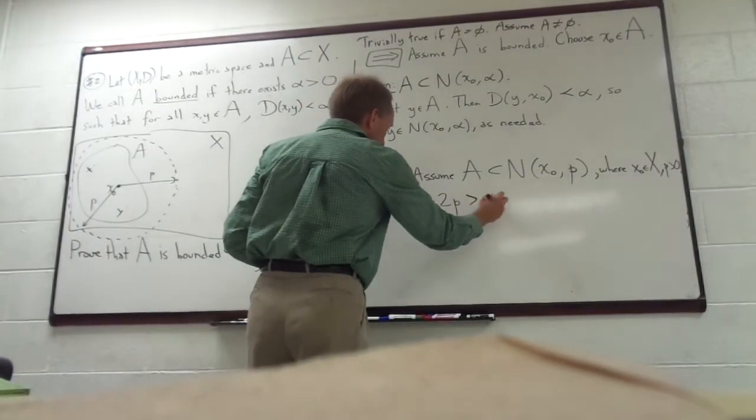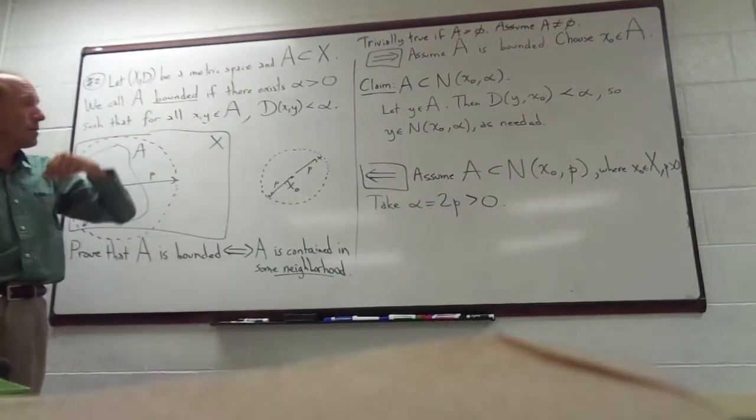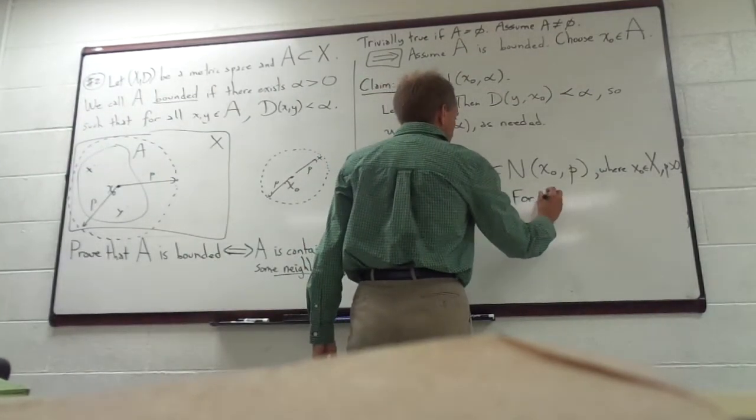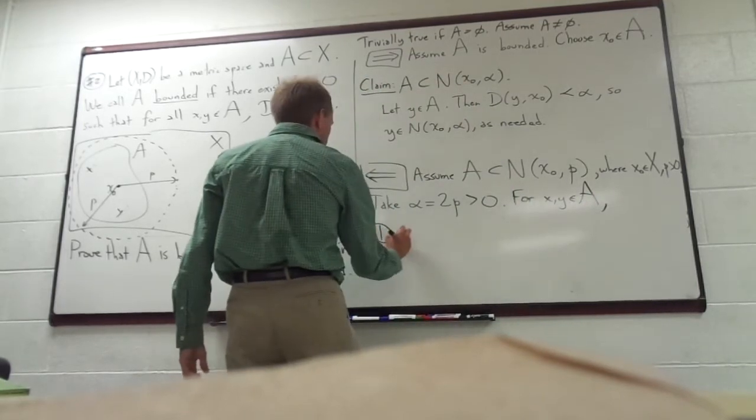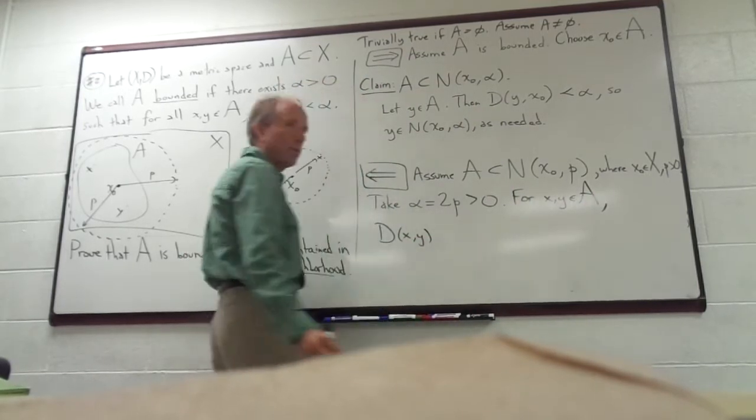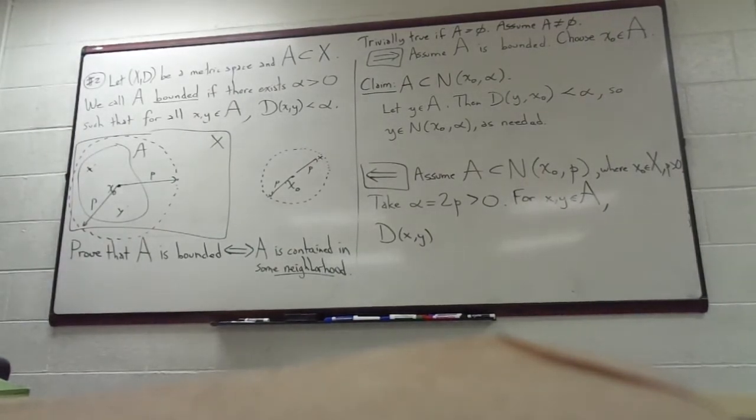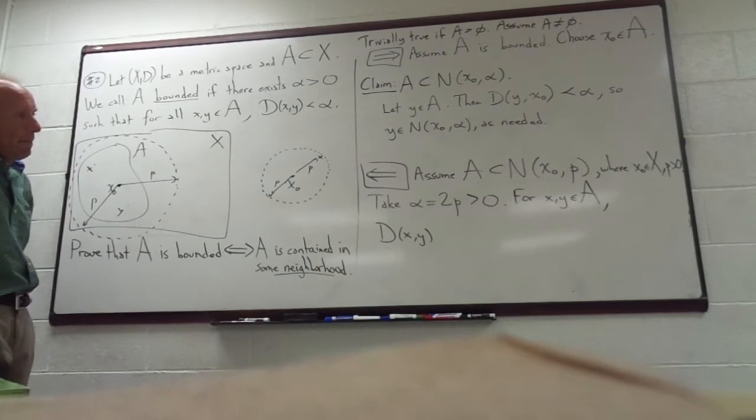Obviously, that's greater than 0. And we just have to claim that the distance between any 2 points is less than alpha. So for x and y in capital A, let's check that the distance between x and y is less than 2p. So does anybody have a suggestion? How am I going to show that the distance between x and y is less than 2p?